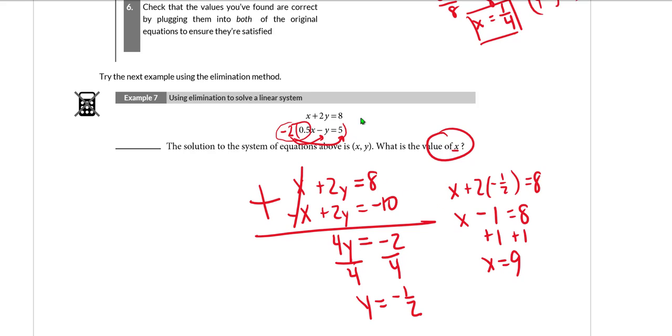Let's just check to make sure those x and y values work in the second equation. So what is that? That is 0.5 times 9 minus -1/2. Again, just substituting in the x and the y there. And that should equal 5. 0.5 times 9 is 4.5. Minus -1/2 is plus 1/2. And indeed, that second equation does work. So they wanted x, which means my answer here is 9.